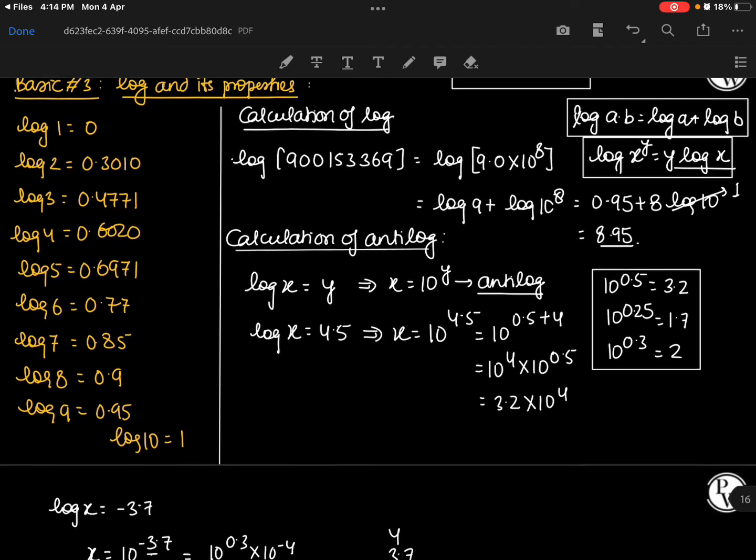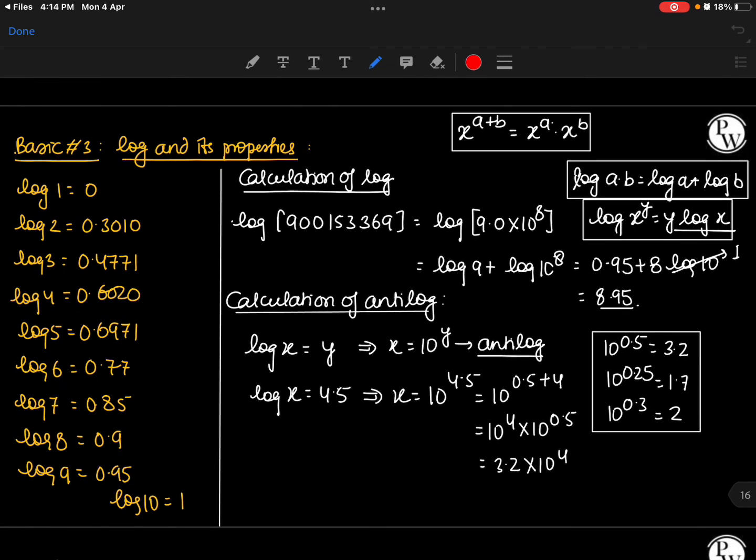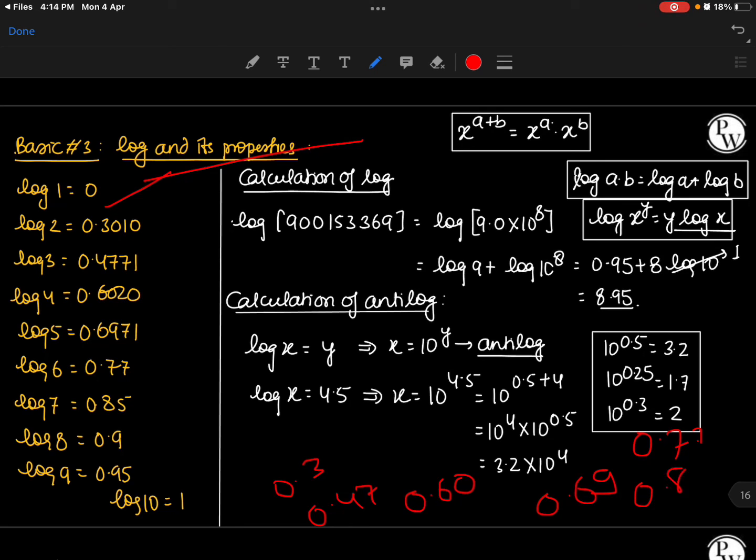Okay, look at this log. Remember about log and its properties. First of all, remember the value of log 1 is equal to 0, log 2 is 0.3, and log 3 is 0.477. Up to 2 digits is enough. Log 4 is 0.60, log 5 is 0.69, log 6 is 0.7, log 7 is 0.85, log 8 is 0.9, log 9 is 0.95, and log 10 is equal to 1.